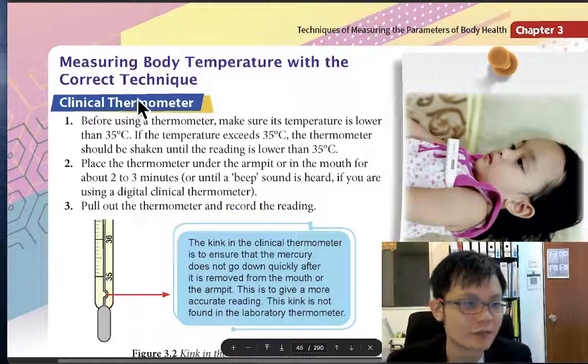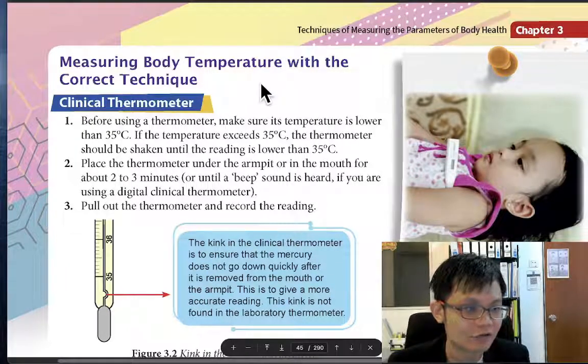Okay, so measuring body temperature. How do you want to measure the temperature?